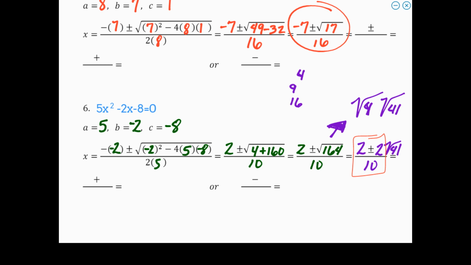We don't care about what's underneath the radical, but we do care about the 2, 2, and the 10. Can those all be reduced by a number? 2. They have to all be able to be reduced by the same number, and they can all be reduced by 2. So 2 divided by 2 is 1, plus or minus 1 again. 2 divided by 2 is 1, divided by 10 divided by 2, which is 5. So this is the most simplified answer.